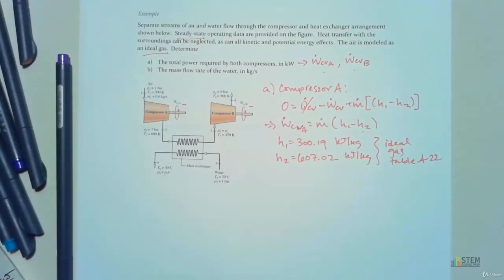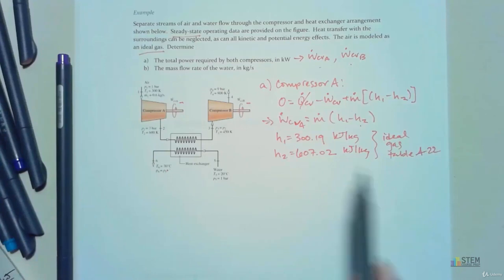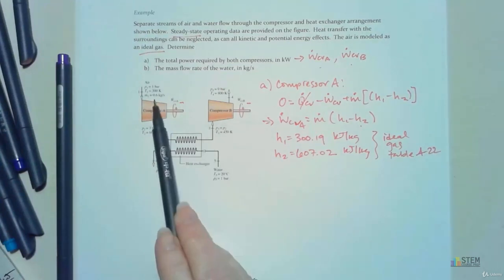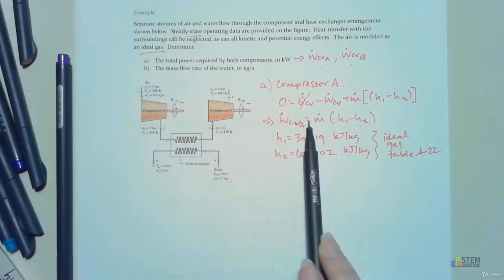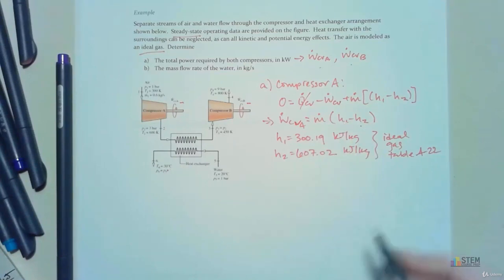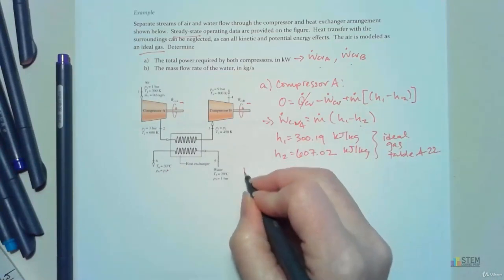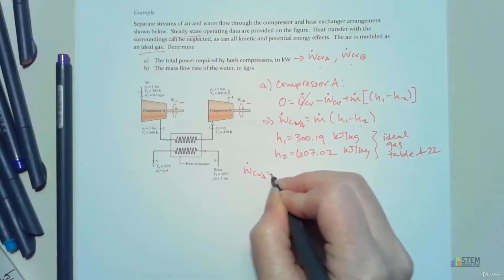All right, perfect. We're getting close. Now, notice M dot, that was given to you. It was 0.6. We have that. We have both H numbers. We can solve now for W dot for control volume A.